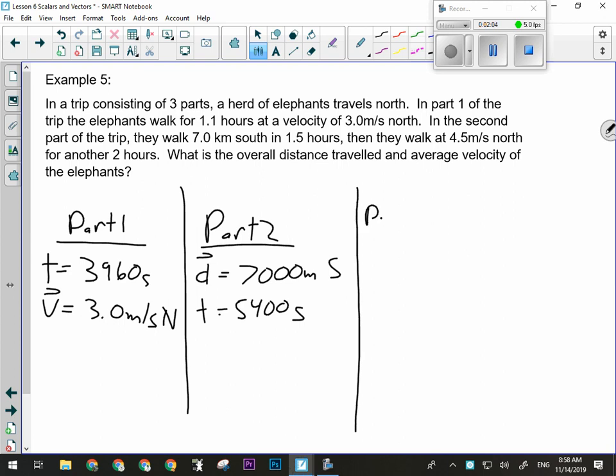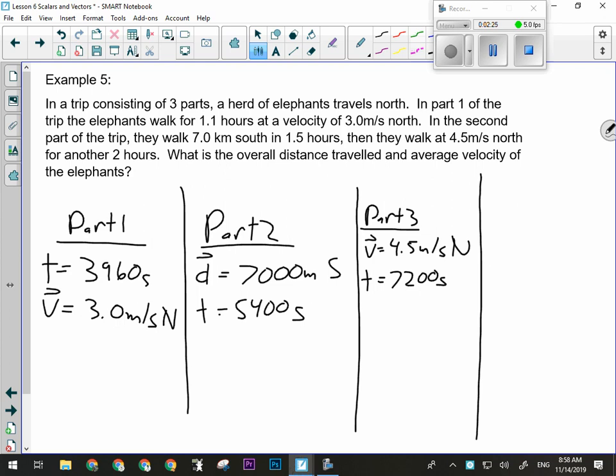And then we have part 3. In part 3, they walk at 4.5 meters per second north for another 2 hours, which should be 7,200 seconds. So that's the stuff that we know.